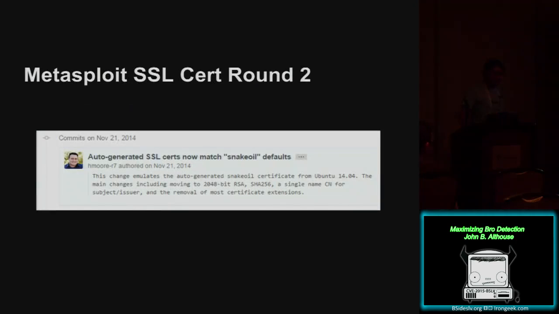So then in November of 2014, HD Moore goes ahead and makes a change to how Metasploit was randomly generating HTTPS certs. So, all right, HD, let's go for round 2. All right. So what HD did is he made a change that emulates the auto-generated snake oil cert from Ubuntu 14.04. And then he made some updates. So they're going with 2048-bit RSA, SHA-256. So he's trying to make his SSL sessions with Metasploit a little bit more secure.